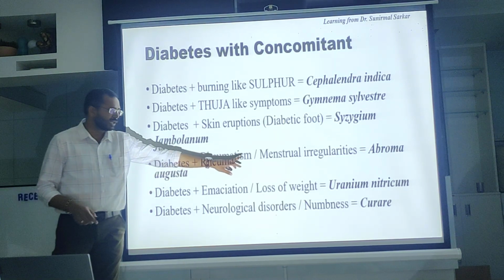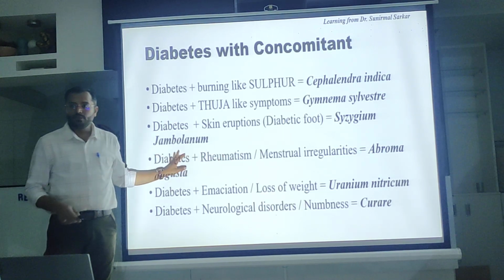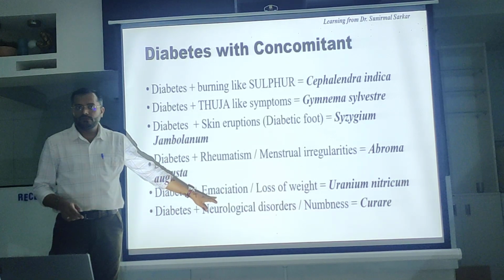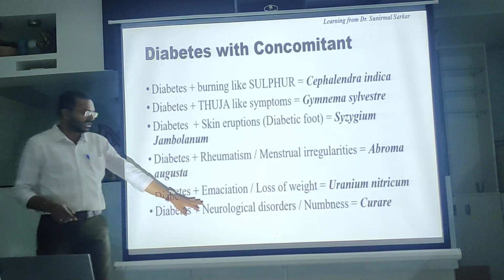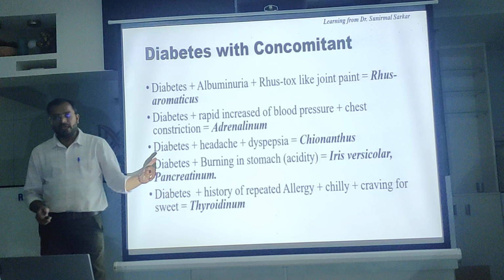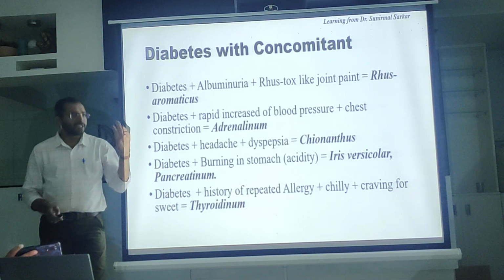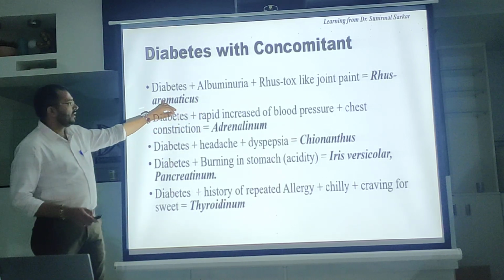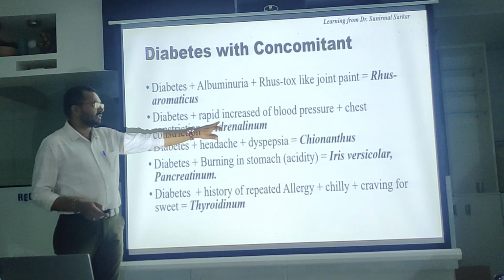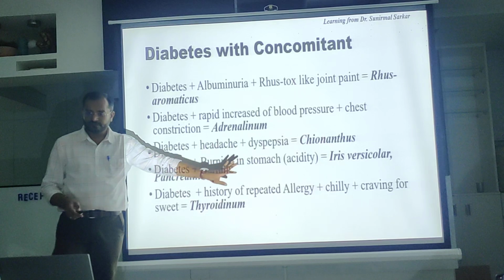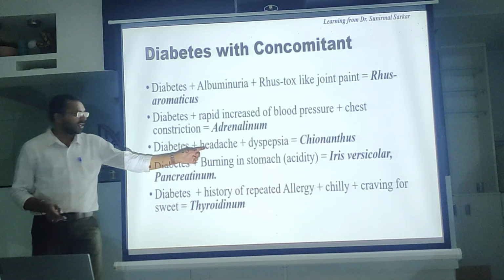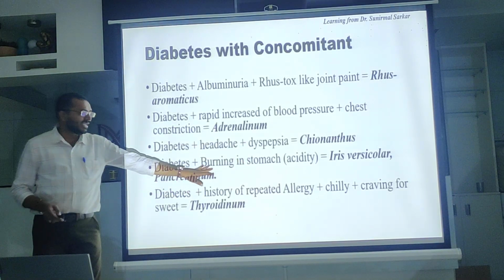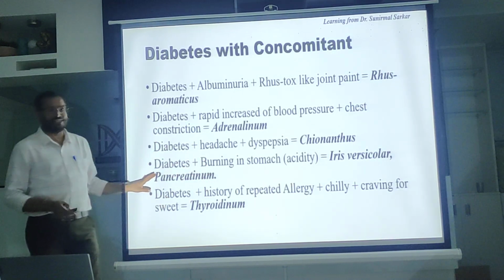Diabetes, rheumatism, menstrual irregularity: if only rheumatism, lactic acid; rheumatism plus menstrual irregularity, Abroma augusta. Diabetes with weight loss, uranium nitricum. Diabetes, neurological disorders and numbness, curare. Diabetes plus albuminuria means CKD plus rust-like joint pain, rheumatism, rhus aromatica. Diabetes plus malignant hypertension plus chest constrictions, adrenaline. Shock. Diabetes plus migraine plus gastric disturbances, Chionanthus. Diabetes plus burning in the stomach, acidity: iris versicolor and pancreatinum.